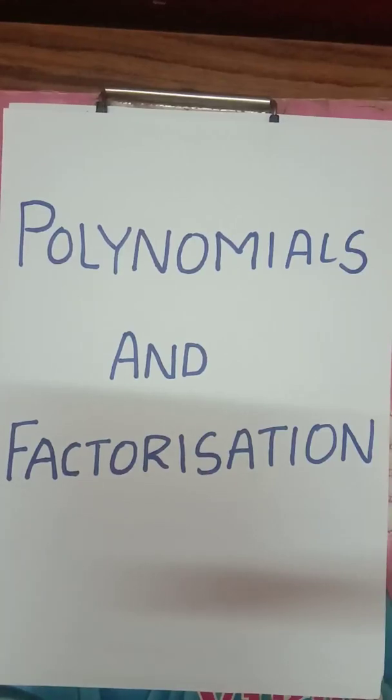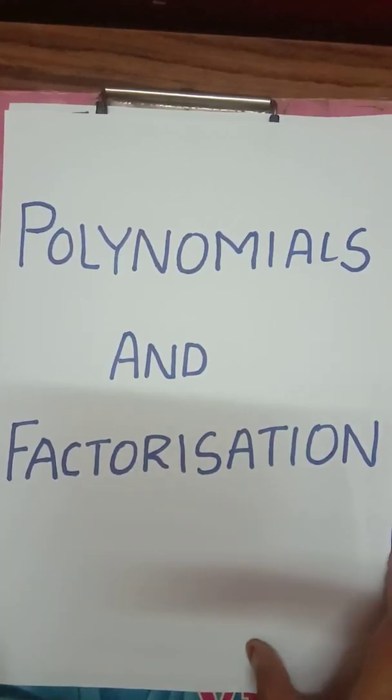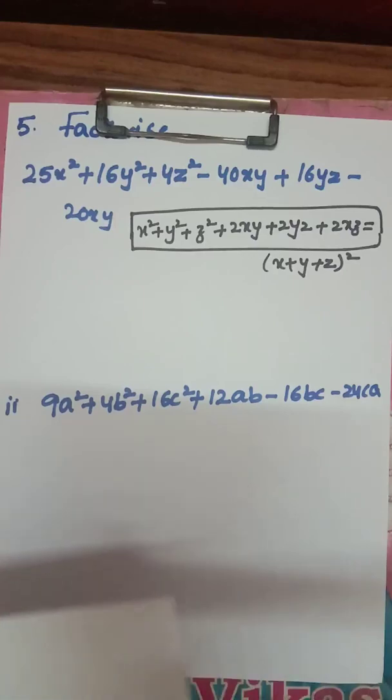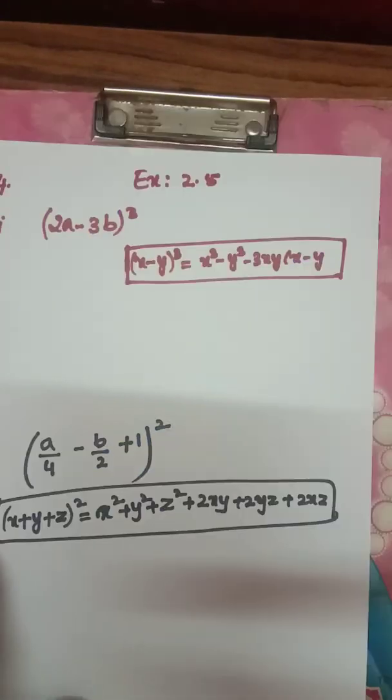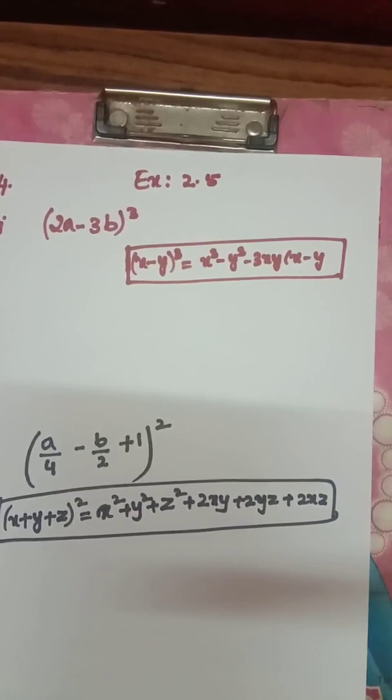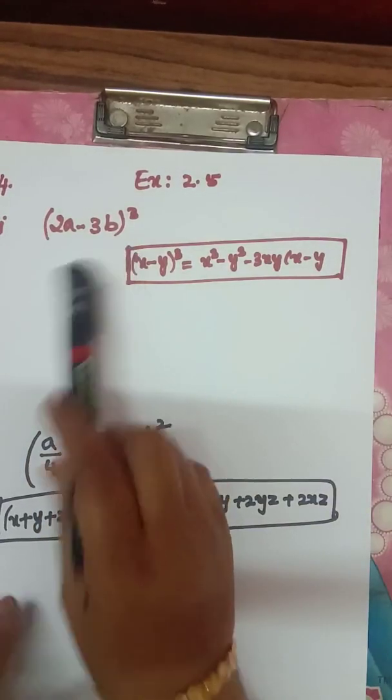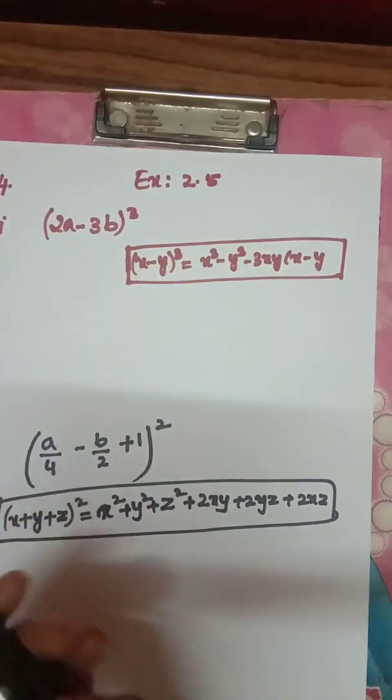Students, let's start our today's class, Polynomials and Factorization, exercise 2.5, fourth bit. I'm just reading the question for you all. Expand each of the following using suitable formula. First one we did in the previous video. The second one is (2a - 3b) whole cube.